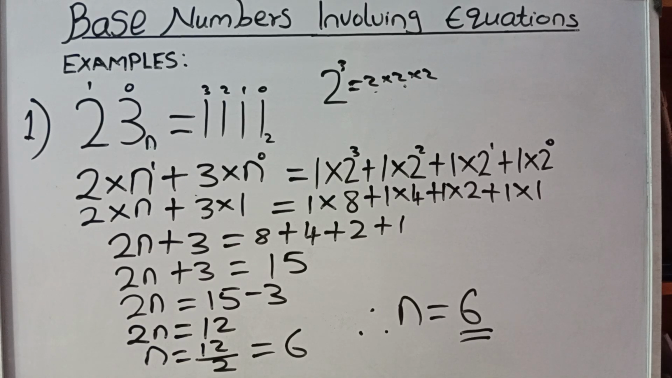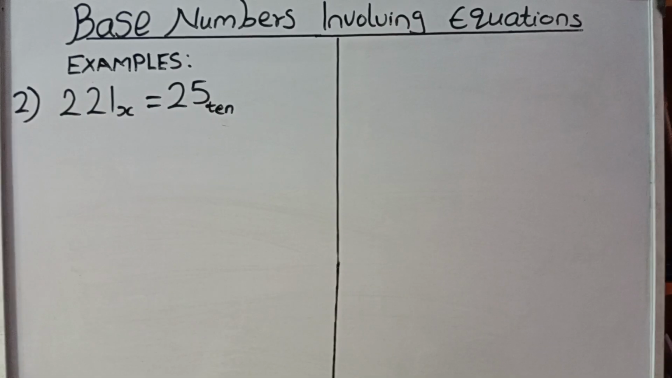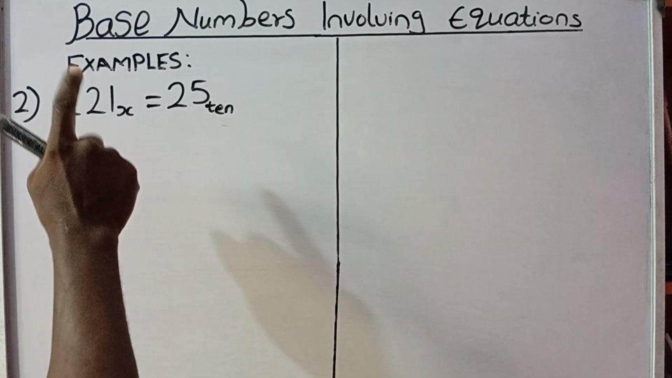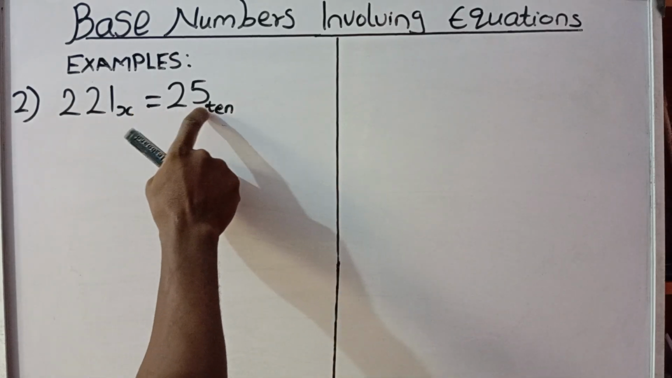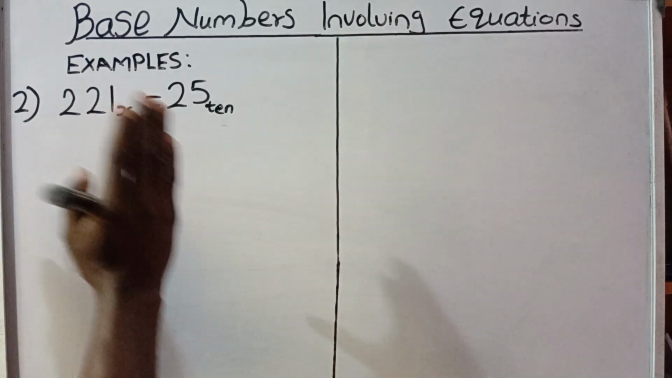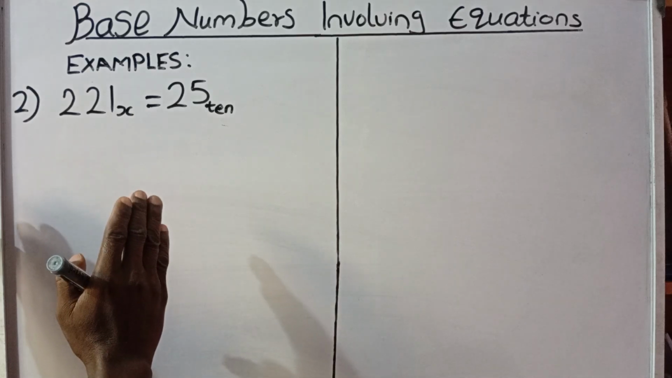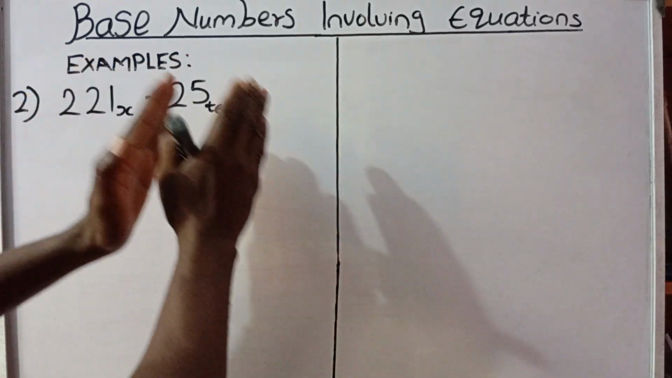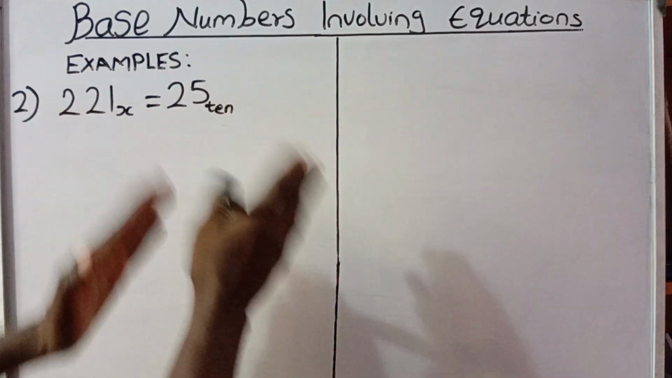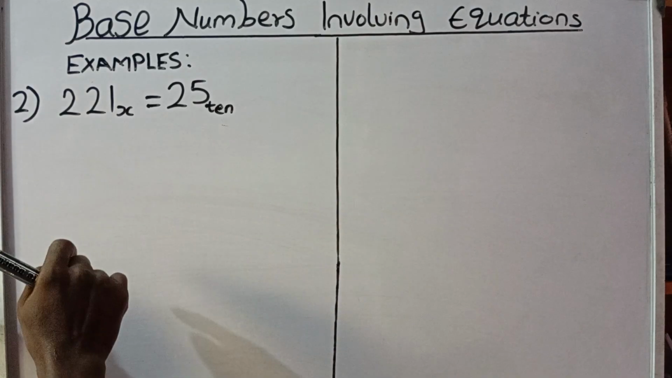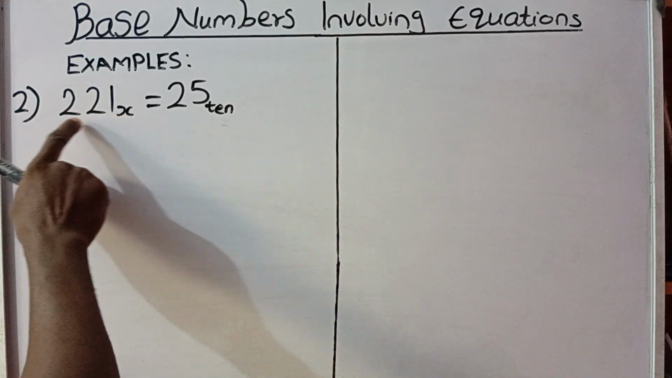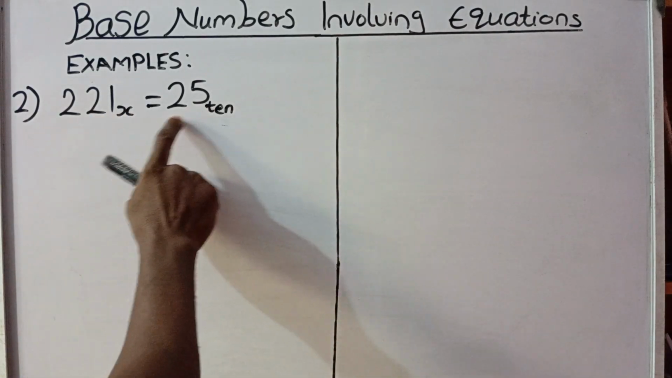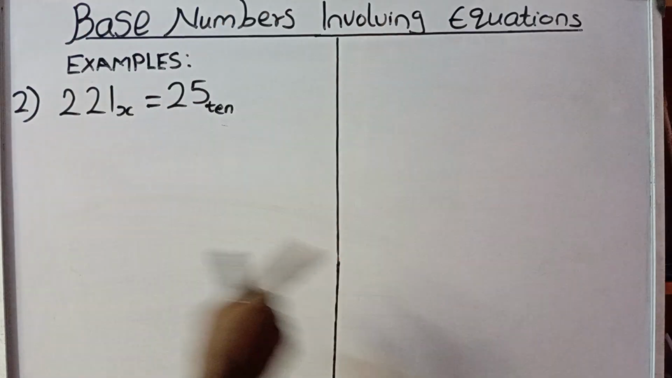Now let's take a look at question number 2. For the number 2 question, here we have 221 base x is equal to 25 base 10. You remember our approach here is that we convert both the left-hand side and the right-hand side of the equation to base 10. In this particular one, 25 is already in base 10, so you can't change base 10 to base 10.